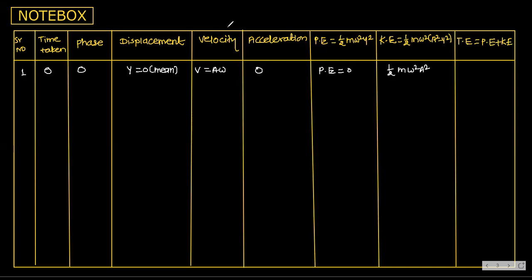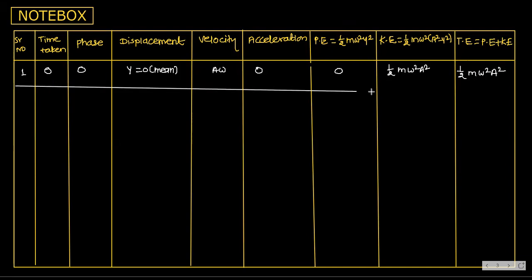Clear? Shall we write only values? Velocity means a omega only. This is equal to 0. Only values. So here y is equal to 0. That's why, and then total energy is obviously half m omega square a square, which is always constant. This is what at t is equal to 0.